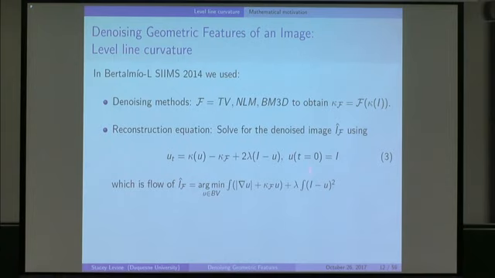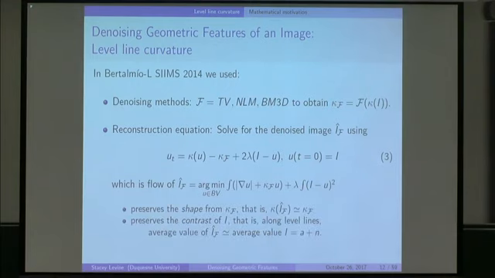It's just the flow of the Euler-Lagrange equation associated with the minimization problem, which is almost exactly the Lysaker-Osher-Tai functional, except maybe an integration by parts here, to get the curvature term. So the nice thing about this is it preserves the shape of the level lines, theoretically, because at a steady state, the curvature of your solution should be close to the denoised curvature, and it preserves contrast in the sense that the average value along level lines of your solution should match the average value along your data.